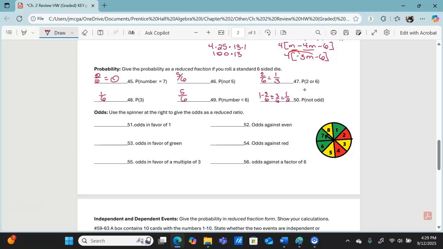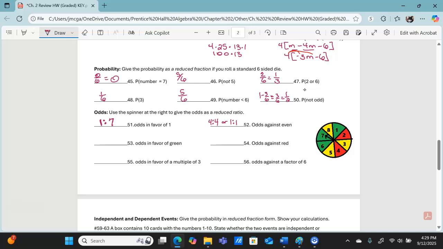On this, we have a standard spinner. We are giving odds as a reduced ratio. The odds in favor of 1. So that would be 1 out of how many are left? 7 left. So again, when we do odds, it's the one we're interested in compared to the others, not the total. The odds against even. Well, there are 4 evens and there are 4 that aren't even. So it's a 1-to-1 odds.